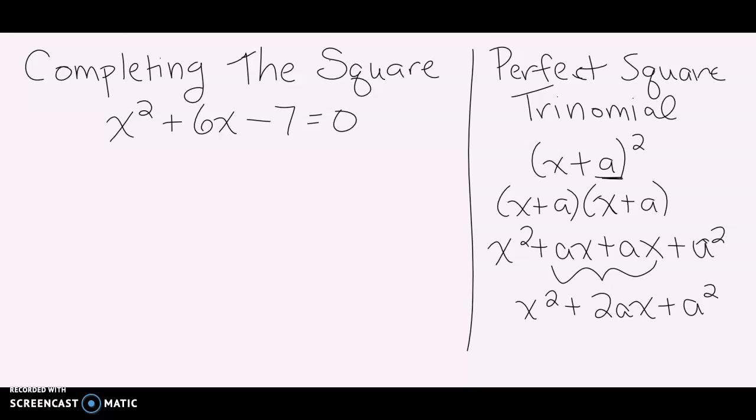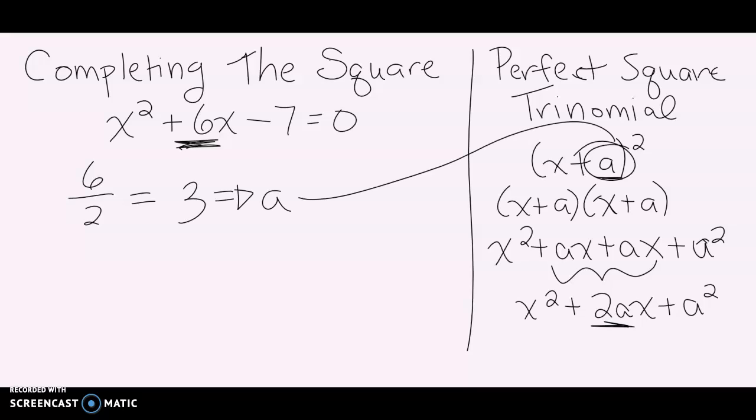So in completing the square, the first step is to take your middle term and divide it by 2. Now, why are we dividing it by 2? Because we're trying to figure out what a is. And we know that the middle term is 2a. So if we divide our middle term by 2, then we'll figure out what a is. Does that make sense? Okay, hopefully that makes sense. So this is 3, and that becomes our a. That becomes our a in the perfect square trinomial.